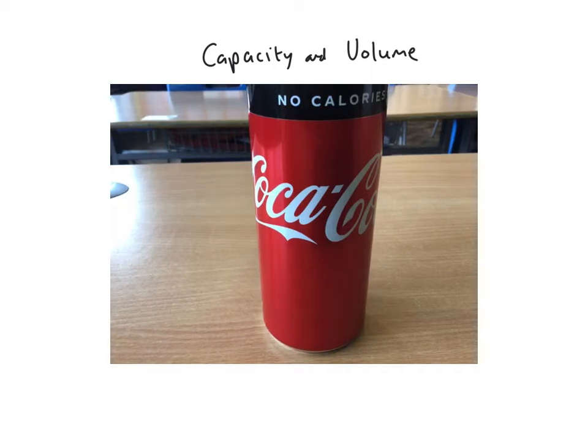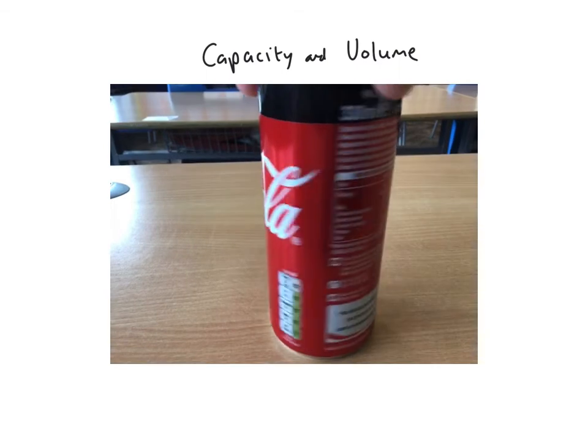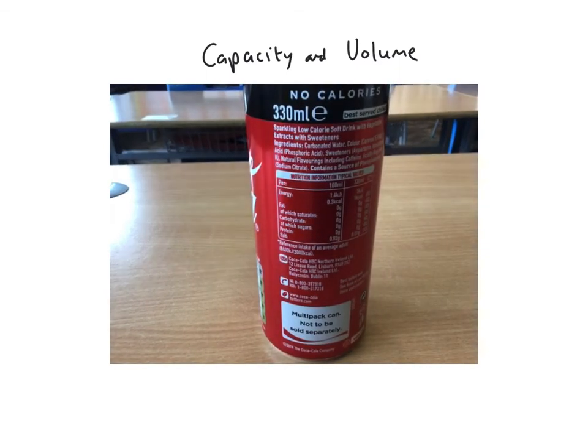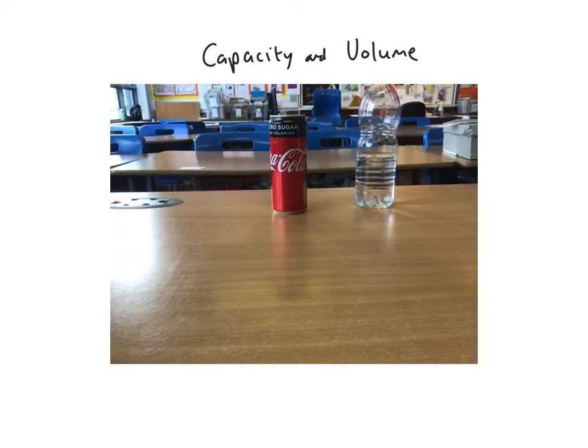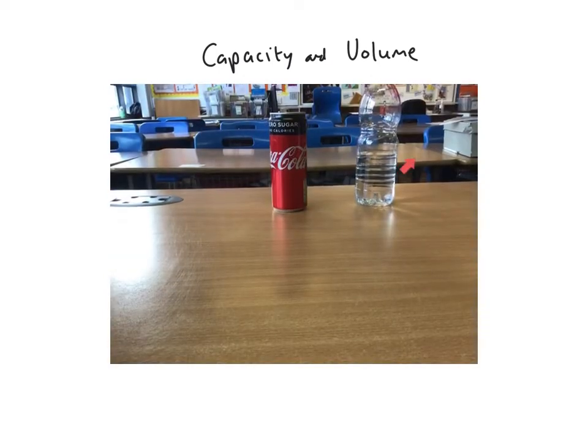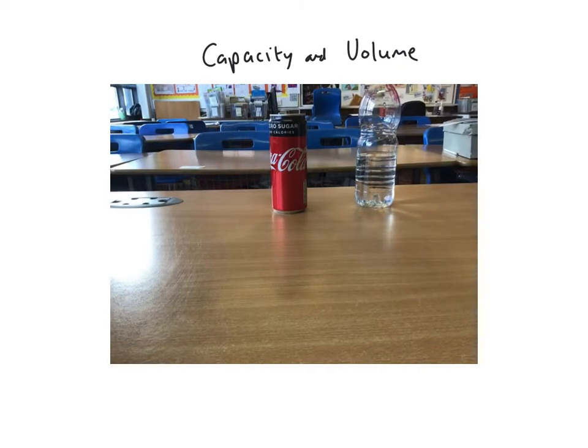So, for example, I have here a can of Coke, and you can see that the capacity of this can of Coke is 330 millilitres. You can put 330 millilitres of liquid inside this before it gets full. I also have here a bottle of water, and the capacity of that bottle of water is 500 millilitres. That means that when full, it can hold 500 millilitres.